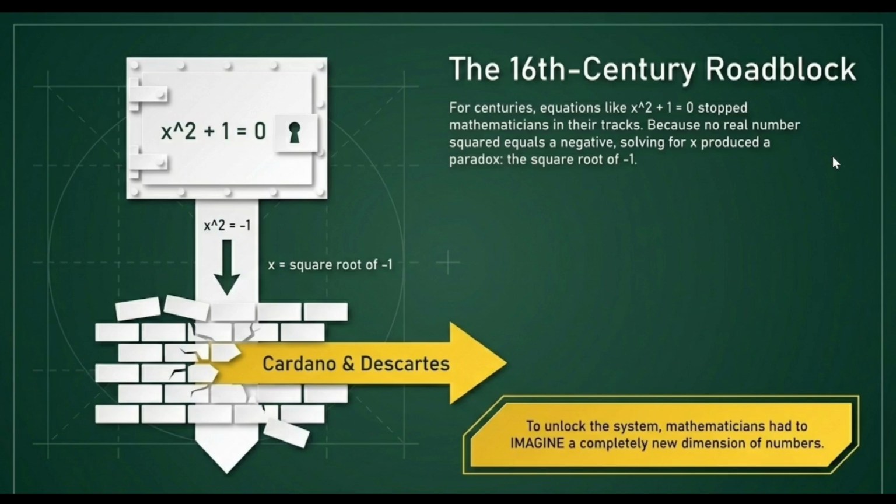Today, we're going to decode the DNA of complex numbers. We'll master the imaginary unit i, or iota, learn how to handle negative roots, and see why every single number you've ever known is actually part of a bigger system.